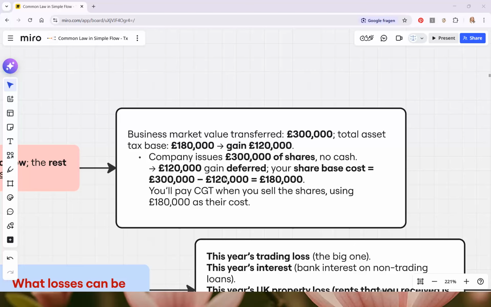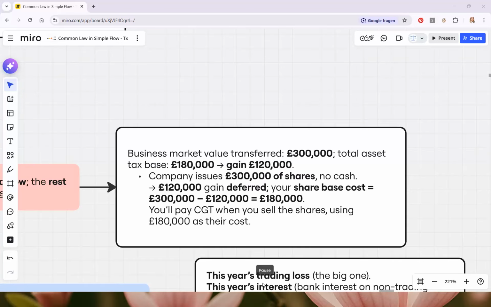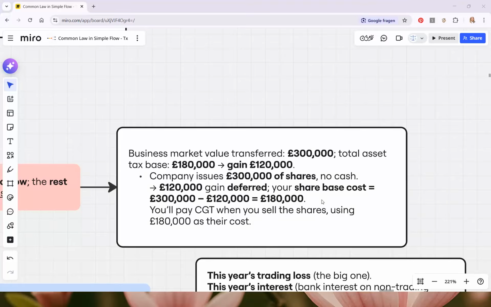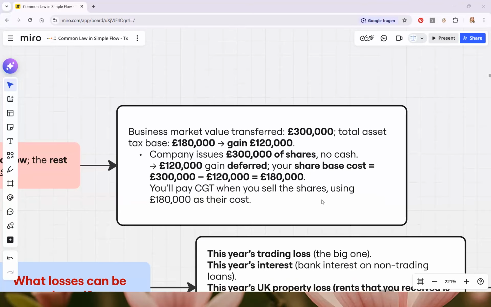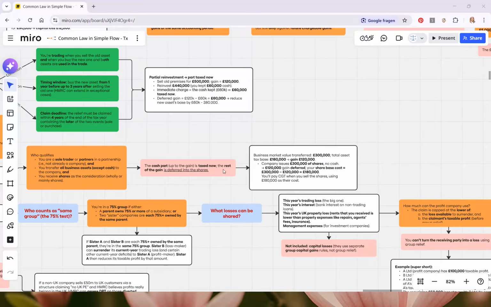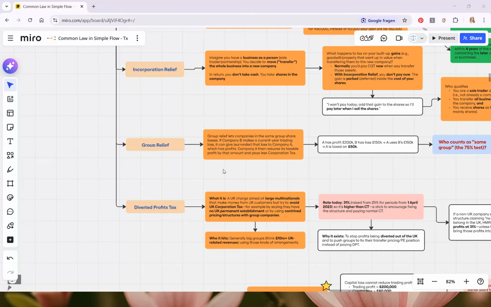What's happening? These gains are parked within your shares, and your share base cost would be then 300K minus 120K, your gain. So this 180 is the cost of the shares for tax purposes. So here you don't pay CGT when you get the shares. You don't pay CGT while you hold your shares. You pay CGT when you sell your shares. So that was all about the incorporation relief.